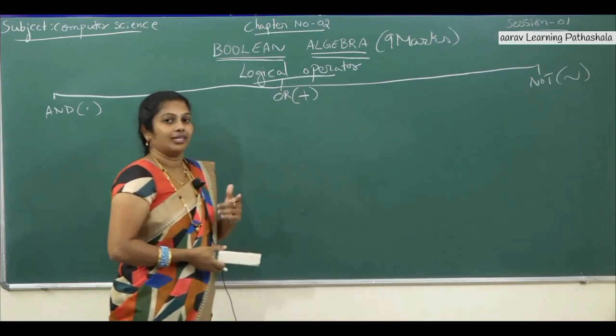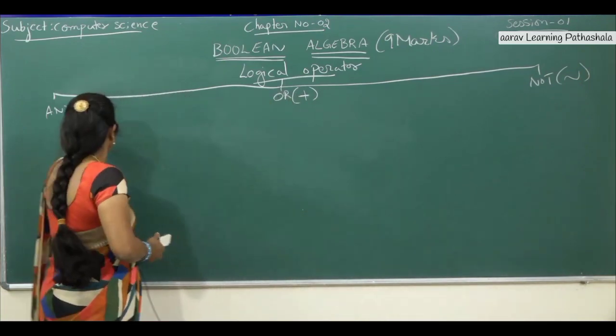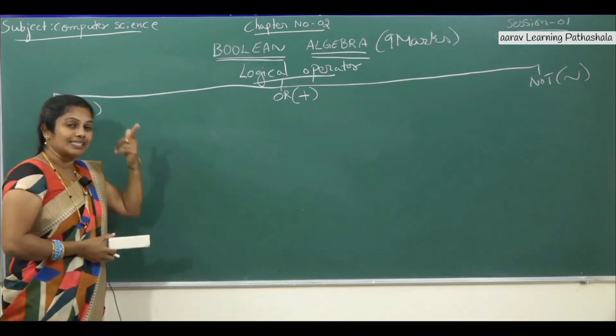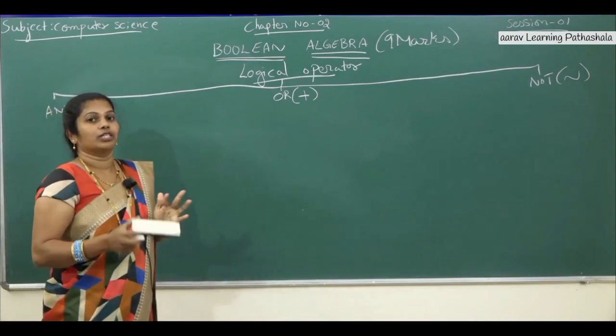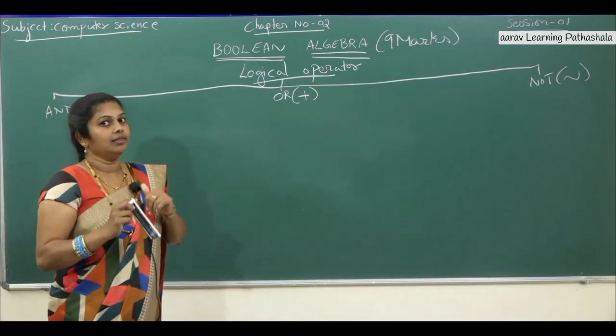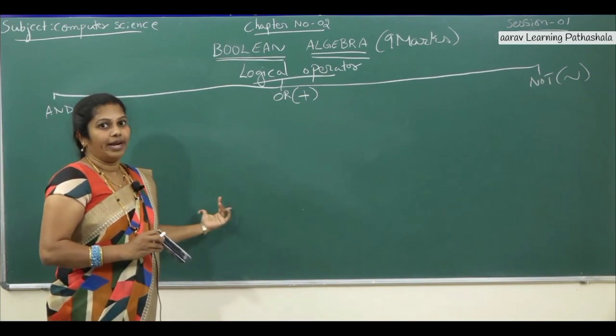This NOT gate is also called an inverter gate. Now, for AND, how to write the symbol, the truth table, and what possible outputs we will get, then we are going to explain the Venn diagram.